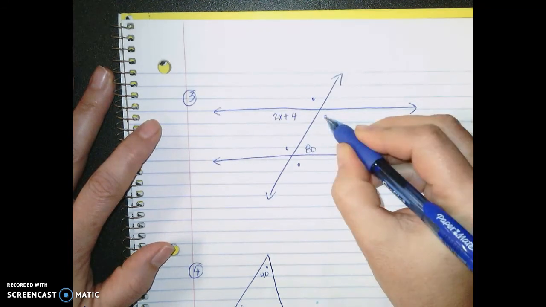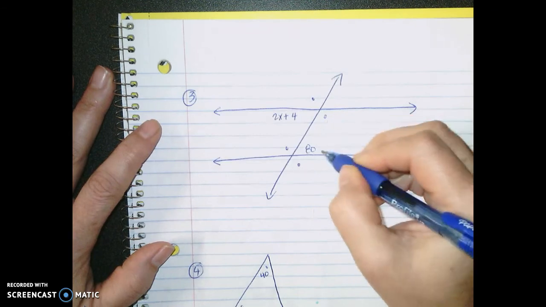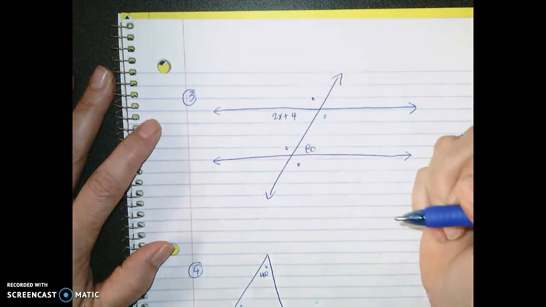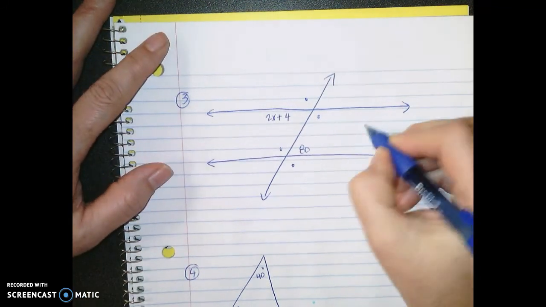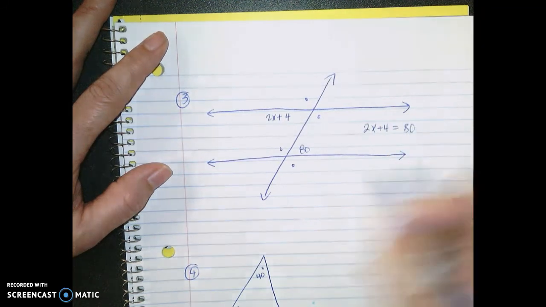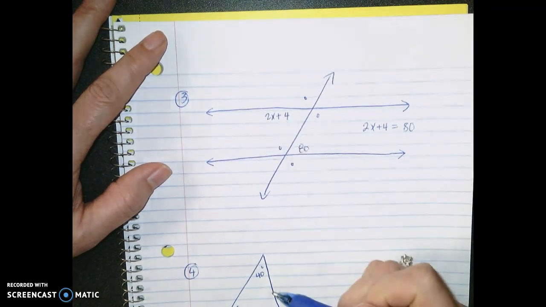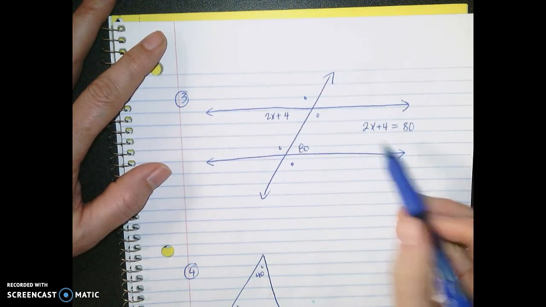Is this one 80? No, because it doesn't match. That means these two match. So if they match, that means they're equal. So I could say 2x plus 4 equals 80 because these two have the same measurement. I can solve that with y1, y2, or I can do it with triangle, circle, and solve it with the equation.